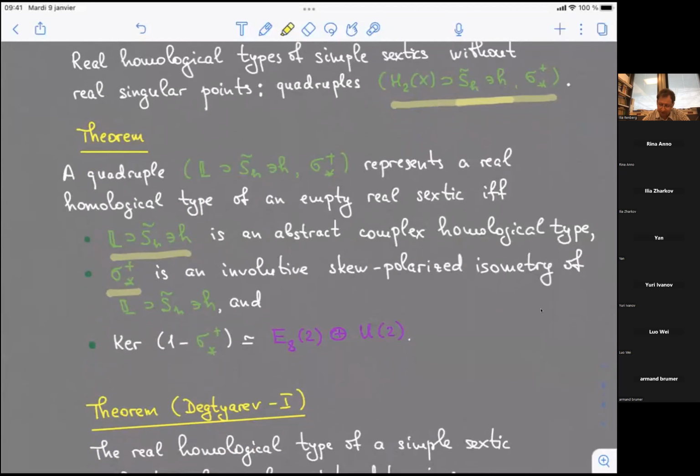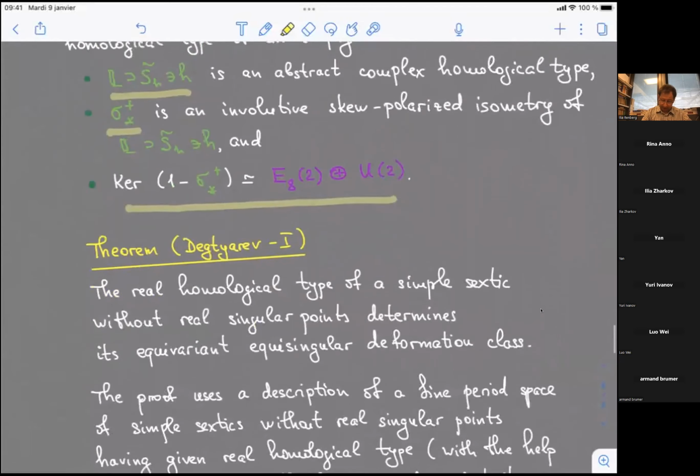And this is just to say that the sextic I am considering is real. Then the fact that my real sextic is empty is reflected in the condition that the invariant part of my involution, the involution induced on the K3 lattice by the real structure of my K3 surface, should be isomorphic to what I denoted by E8(2) plus U(2). So E8(2) is just E8 where all the values are multiplied by 2, and the same for U: U(2) is just U where all the values of the bilinear form are multiplied by 2.